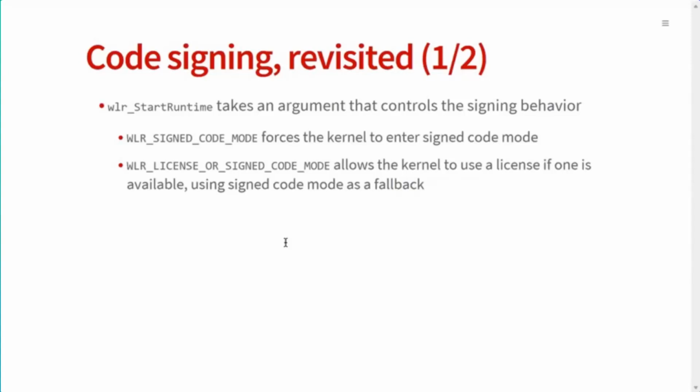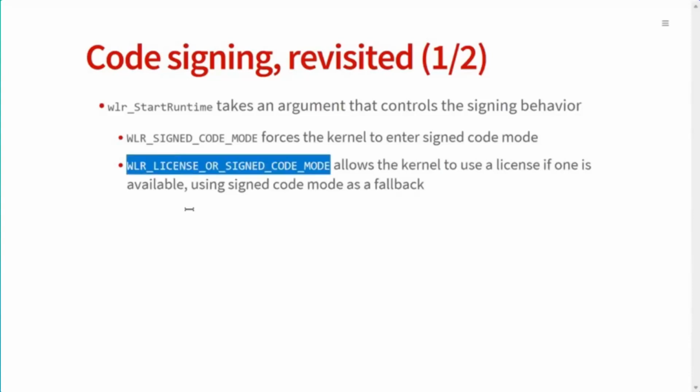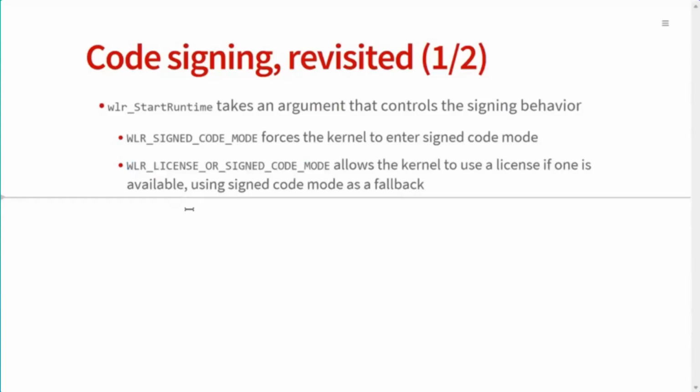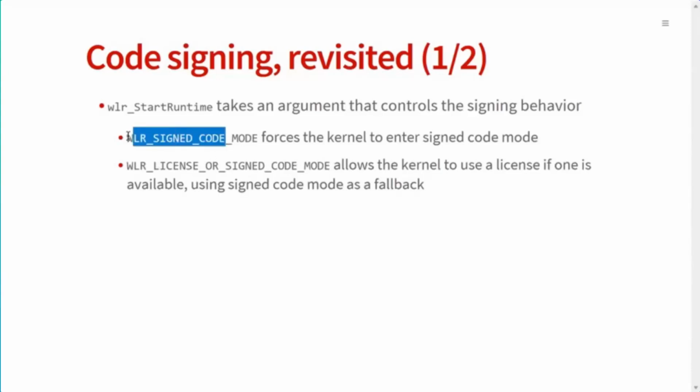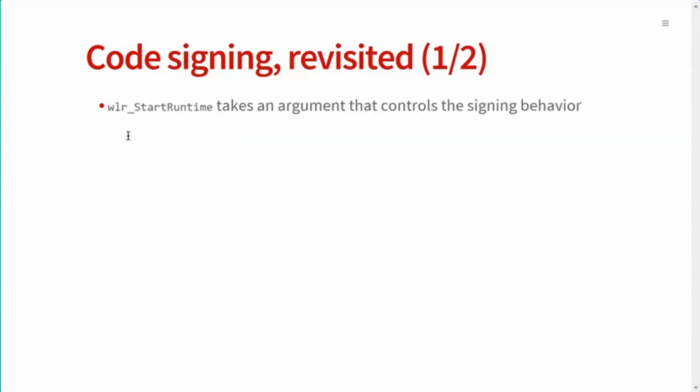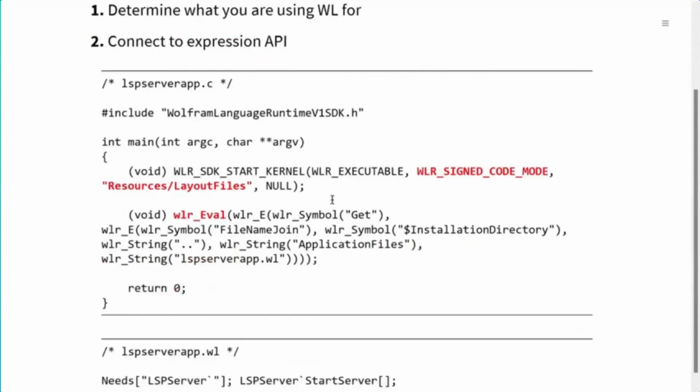When you're developing things, you want to try different things, you don't want to be locked down, and you just want to be experimenting, so you would use WLR license or signed code mode. But as soon as you're ready for production and you're deploying your application, that is when you would switch to WLR signed code mode. As you'll see, this is trying to be an example of something you might deploy, so we're just using signed code mode.